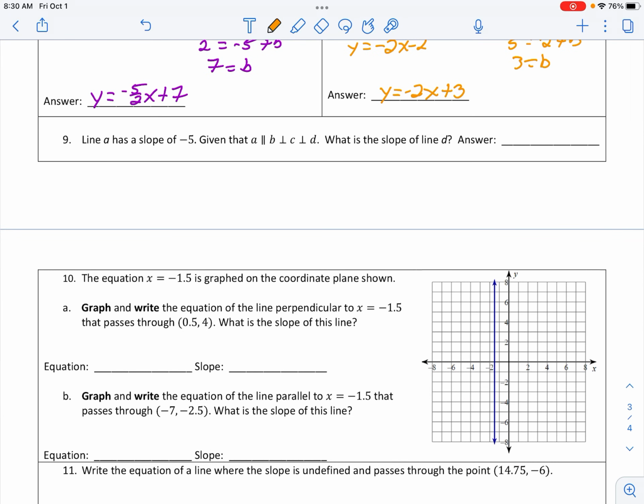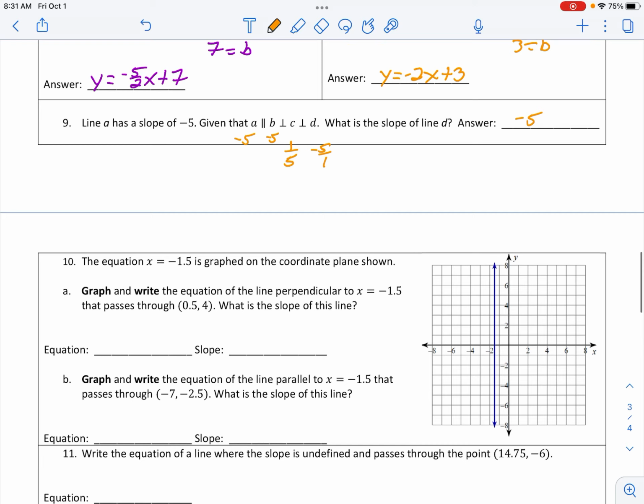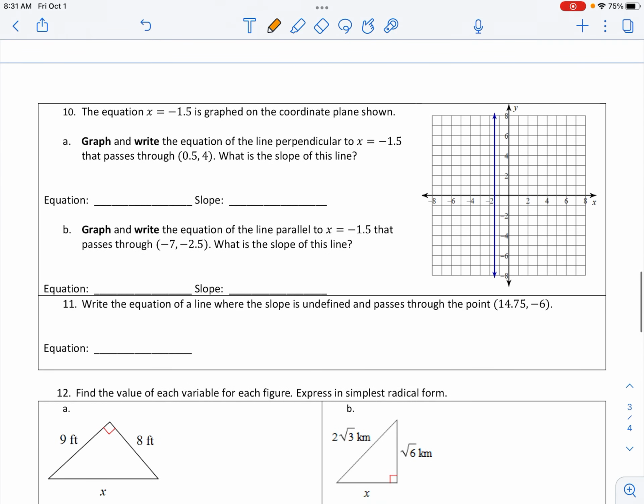Number 9, line A has a slope of negative 5. Run it through there. If A is negative 5, B is negative 5 because it's parallel. Parallel lines have the same slope. Perpendicular lines, opposite reciprocal, opposite reciprocal. So the slope of line D is back to negative 5.